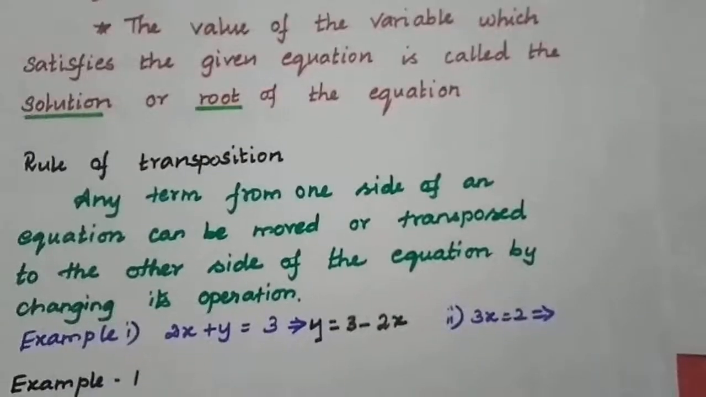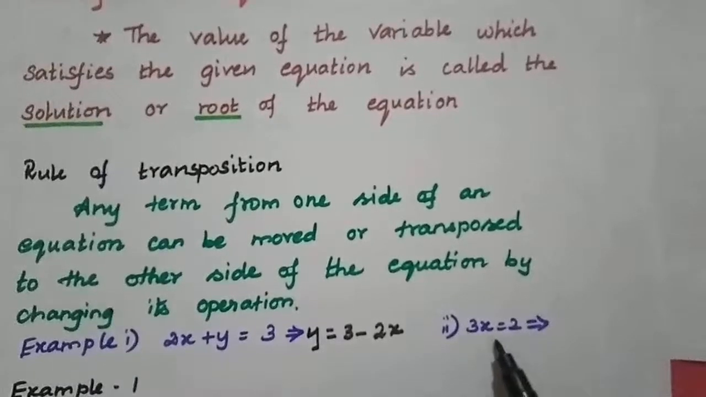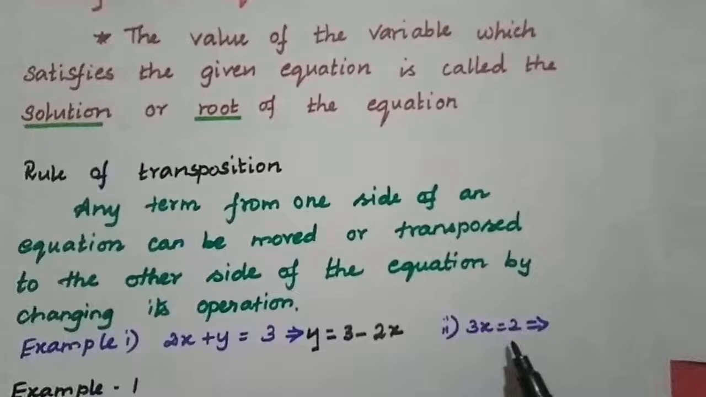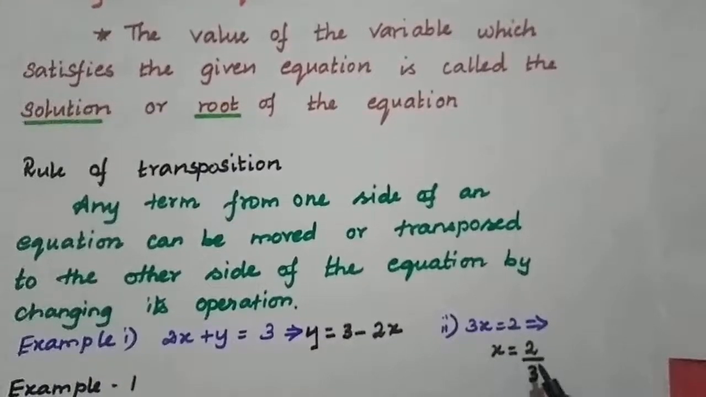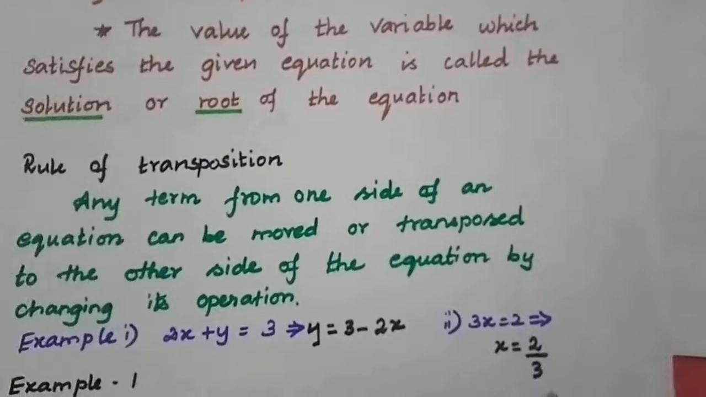The next one, 3x is equal to 2. We are writing this equation in terms of x. x is equal to, when it is in multiplication, when it moves to the other side, it becomes division. 2 divided by 3. Is it clear, children? Yes. Addition becomes subtraction and vice versa, and multiplication becomes division and vice versa.